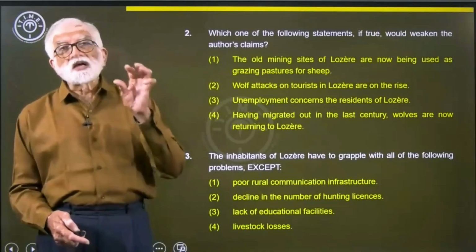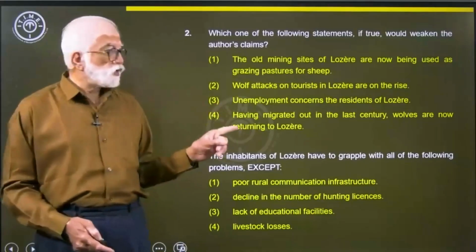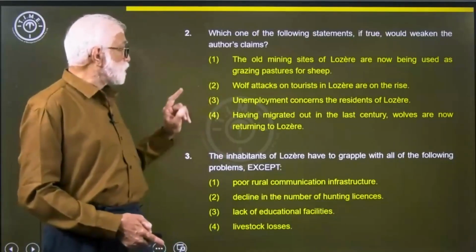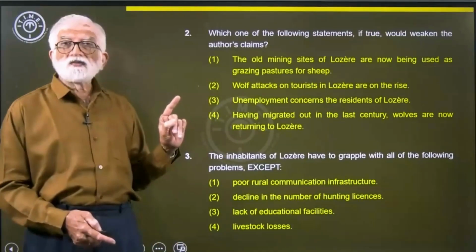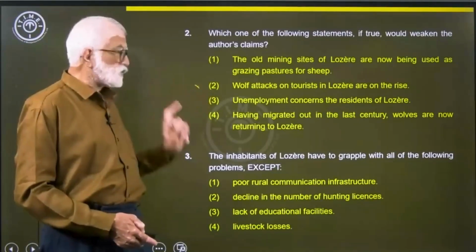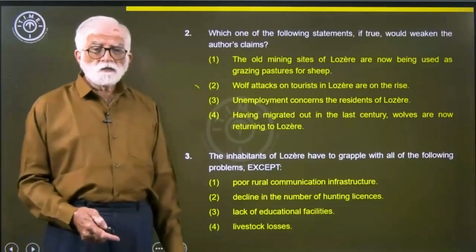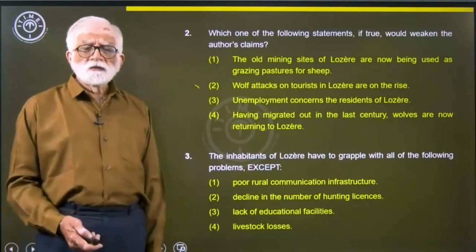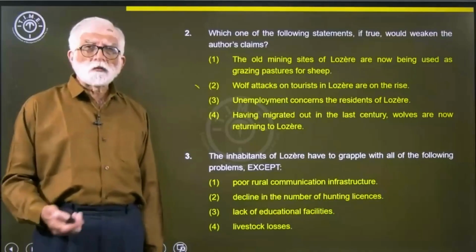Tourists and environmentalists are happy about the increasing population. But if this was true, then tourists and, let us say, environmentalists would not be happy. So this would actually in some sense weaken what the author is saying. What about 3? Unemployment concerns the residents of Lozère. That's unemployment. It's not to do with the wolf population.